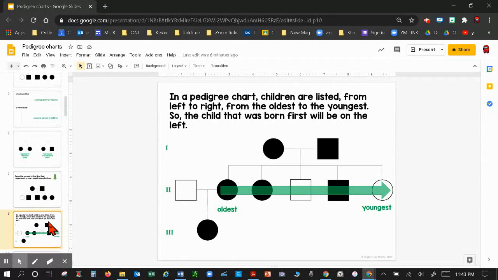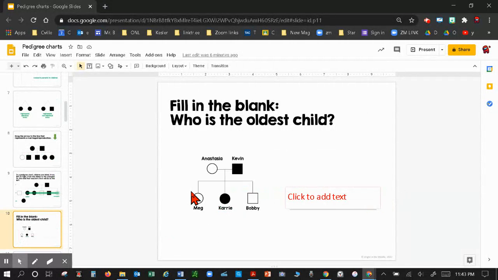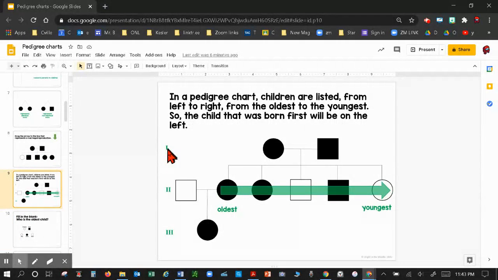In a pedigree chart, children are listed from left to right, from oldest to youngest. So the child that was born first will be on the far left, as you can see here, indicated by this arrow. Also, if you'll notice here, we list them by generation. Generation 1, Generation 2, and Generation 3. We use Roman numerals to represent which generation you all have here.